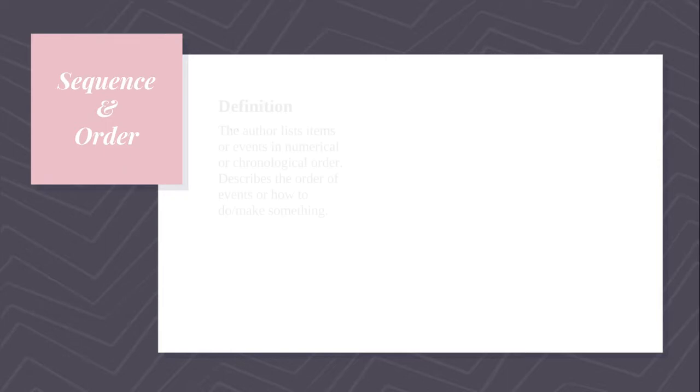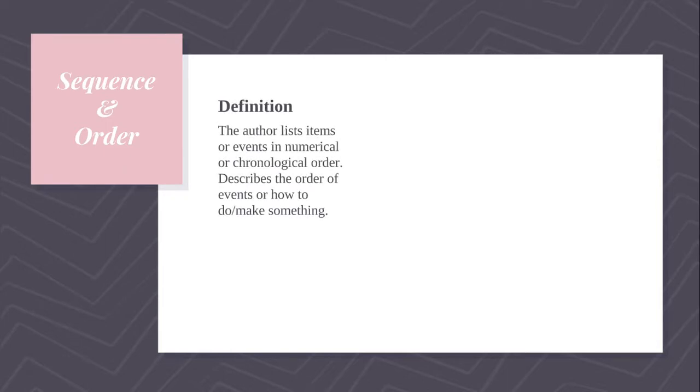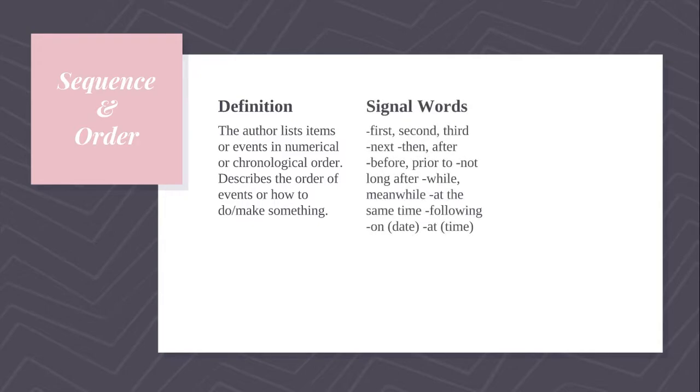Sequence and order. Definition. The author lists items or events in numerical or chronological order. Describes the order of events or how to do/make something. Signal words. First, second, third, next, then, after, before, prior to, not long after, while, meanwhile, at the same time, following, on, or at.